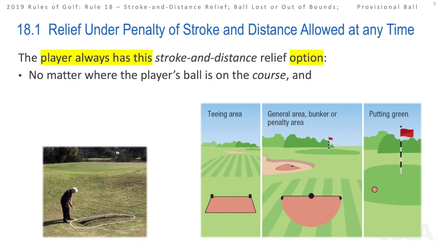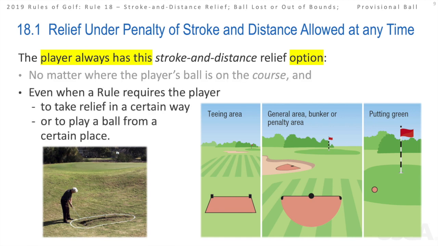The player always has the stroke and distance option regardless of where the ball is on the course. Even when a rule requires the player to take relief in a certain way or to play a ball from a certain place, stroke and distance is always an option.